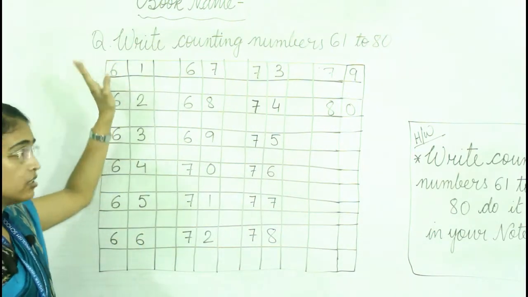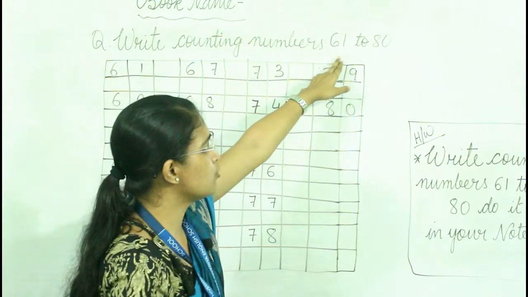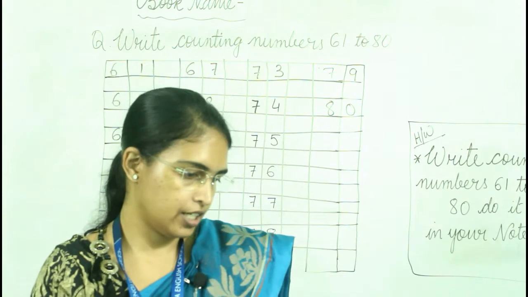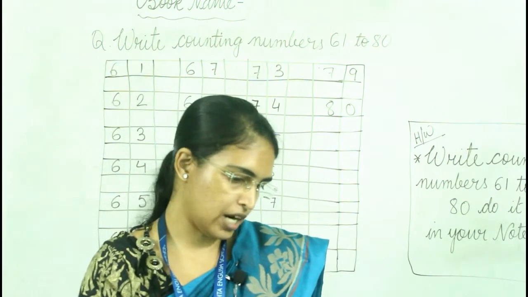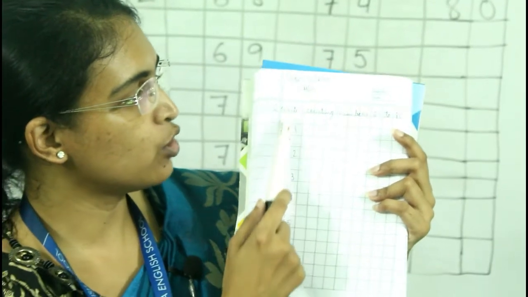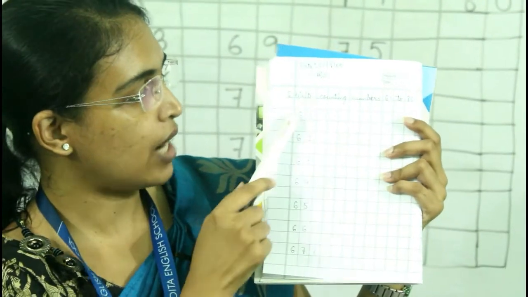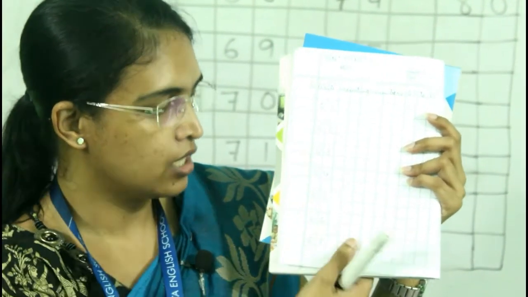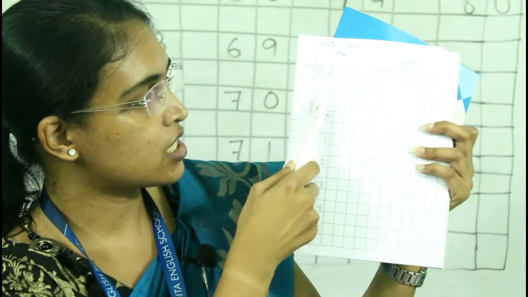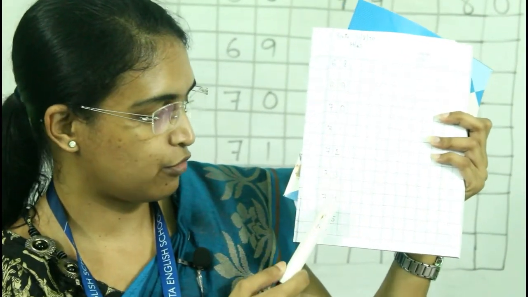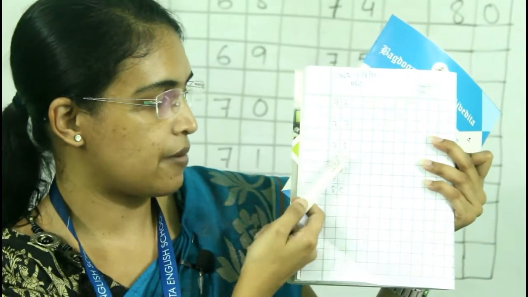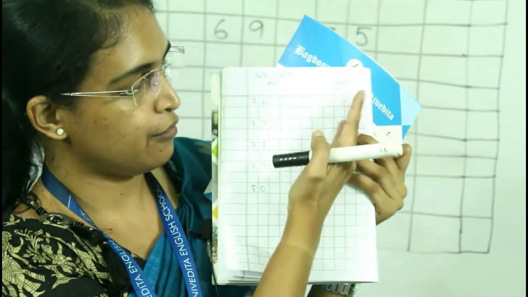And after that you have to write this question with the help of your parents. So what is the question? Write counting numbers 61 to 80, and when you write in your copy you have to write in this way. Write the question, then write these numbers 61, 62, 63, 64, 65, 66, 67, then come to the next page 68, 69, 70, 71, 72, 73, 74, 75. Then turn the page and write the rest of the part 76, 77, 78, 79, 80 and leave this box.